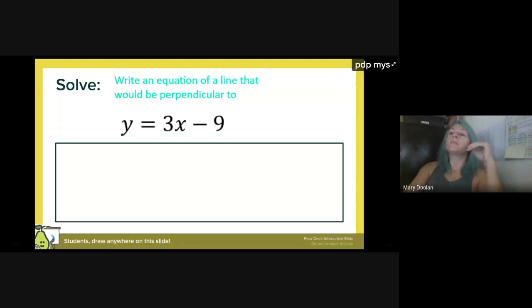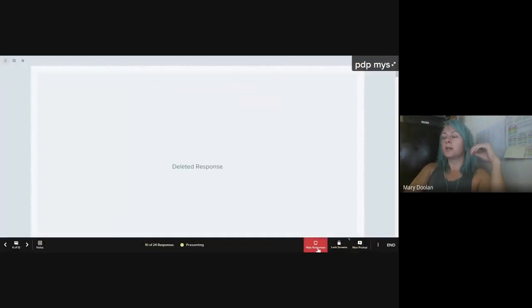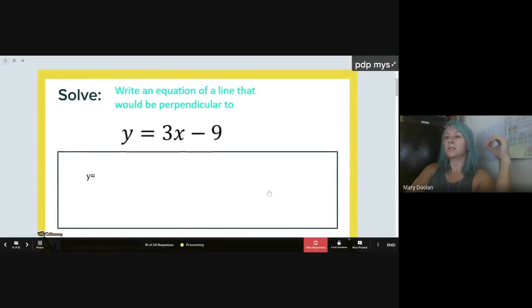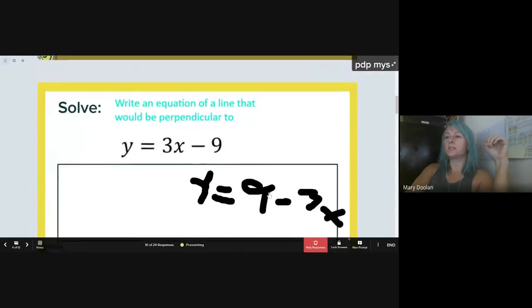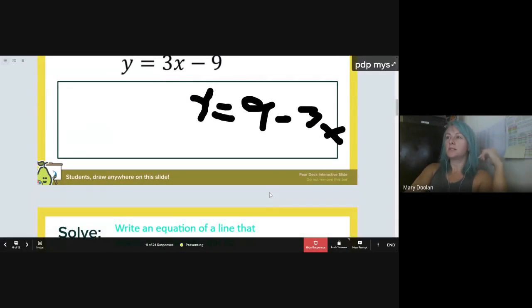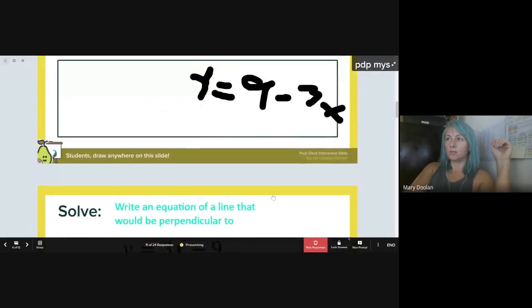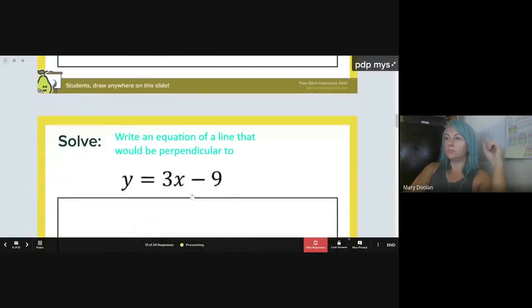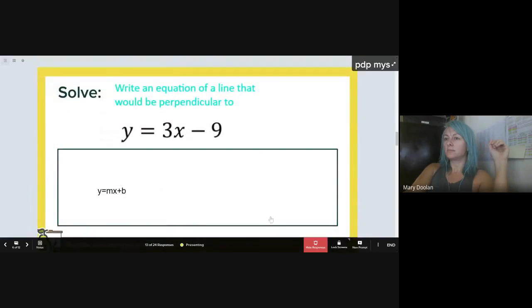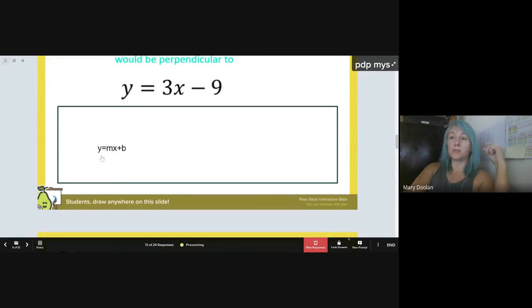All right, I have 9 responses. Let's see, what are we coming up with? I see a deleted response. Y equals. So you could type, or you could use the writing tool. That slope-intercept form, yes, y equals mx plus b. See, it's all lowercase, just like that.